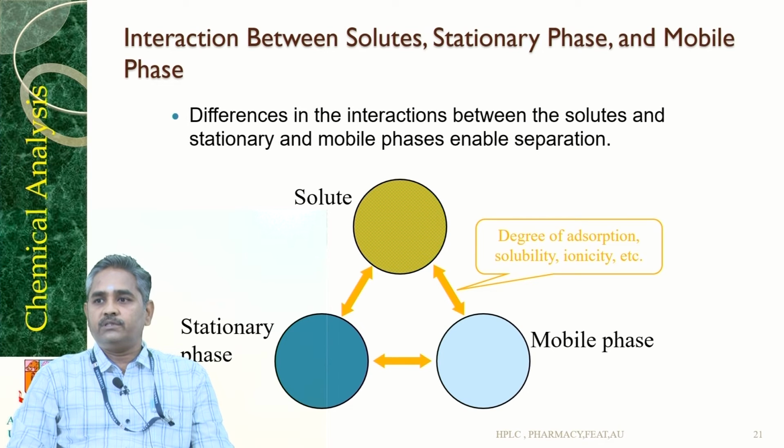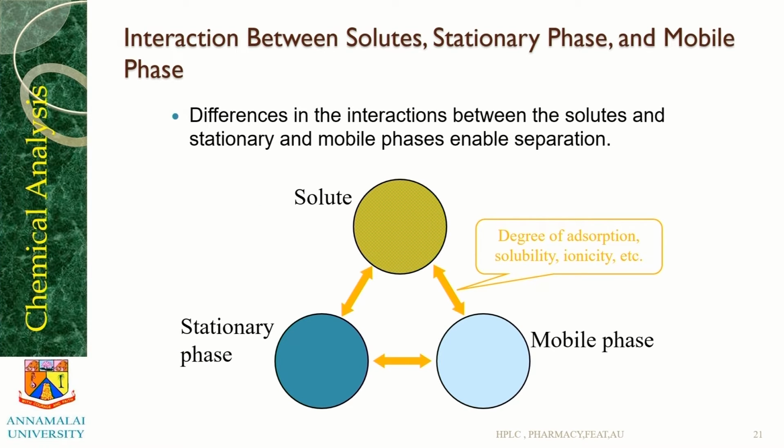Interaction between solute, stationary phase and mobile phase. When the stationary phase has more attraction towards the solute, the degree of adsorption will be more, and it will be eluted slowly from the stationary phase. When the mobile phase has less affinity towards the solute, the solute will be eluted faster. The difference in the interaction between the solutes and the stationary phase and mobile phase is shown in this figure.